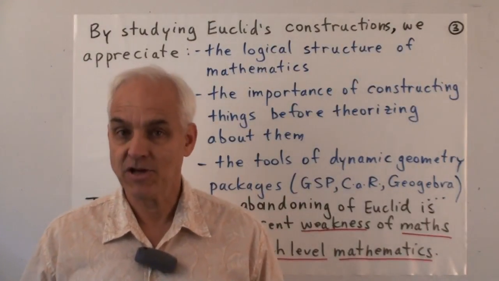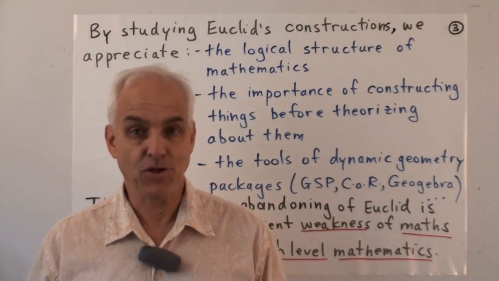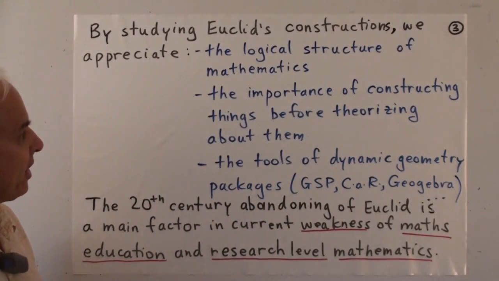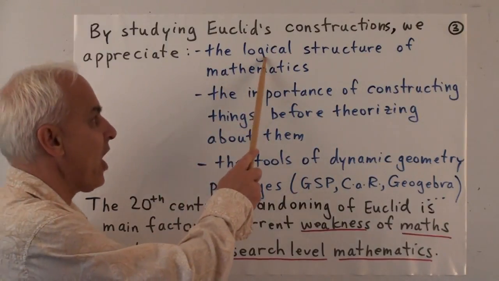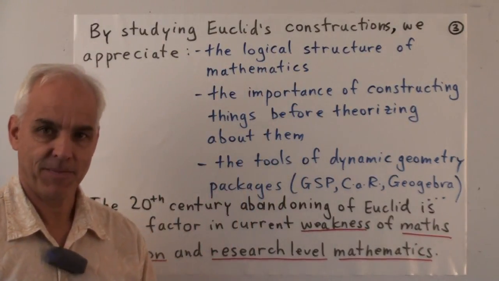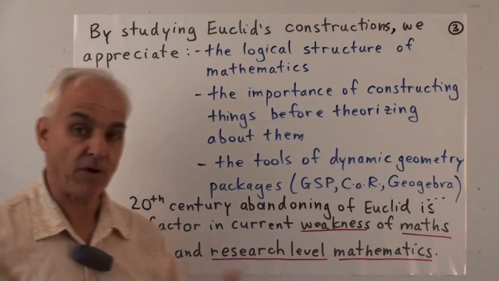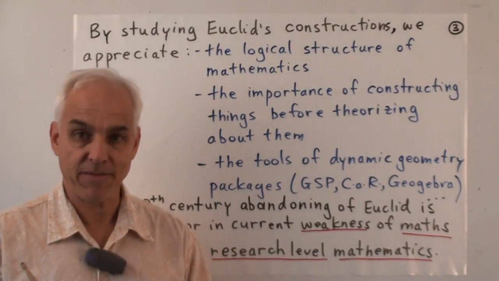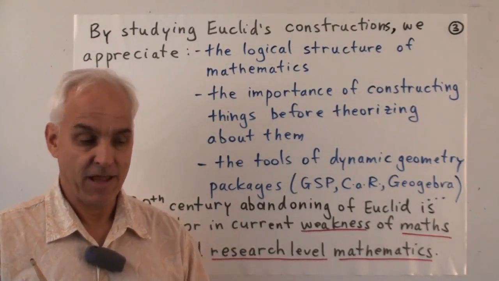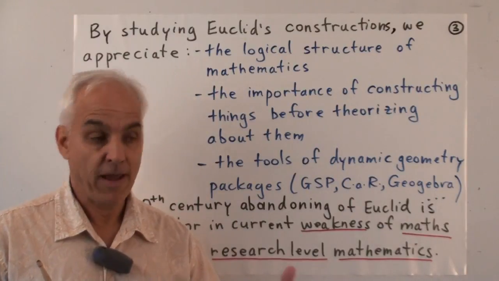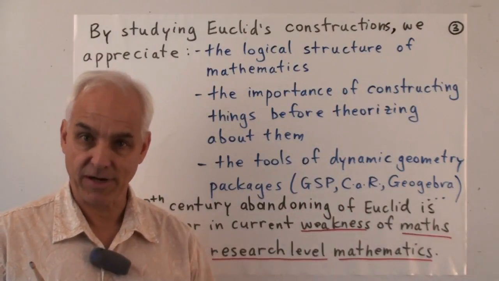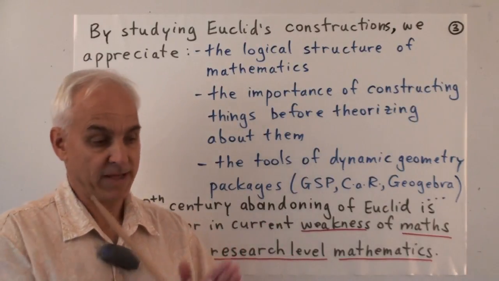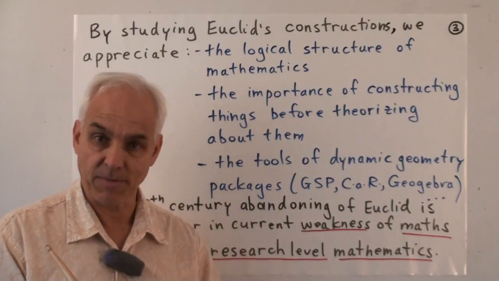There is a lot to be gained by looking carefully at Euclid's work. By studying his constructions, we start to appreciate more the logical structure of mathematics. Because Euclid's text was the first and most important model for our current way of presenting mathematics and thinking about mathematics: we start out with definitions and perhaps some assumptions which are clearly laid out, and then we try to proceed in terms of theorems and proofs.